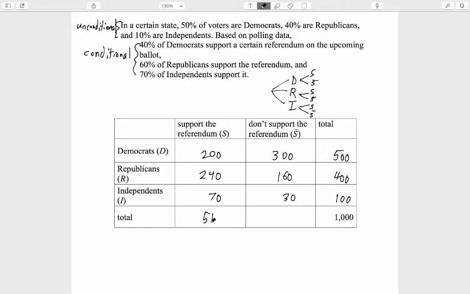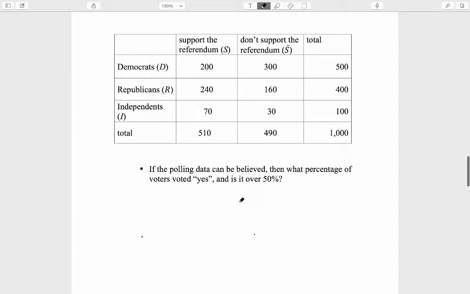There are a total of 510 voters out of 1,000 who support the referendum and 490 who don't support it. So the voting public is very closely divided on this referendum, whatever it's about. Now let's compute some probabilities, or equivalently, percentages. If the polling data can be believed, then what percentage of voters voted yes? And is it over 50%?